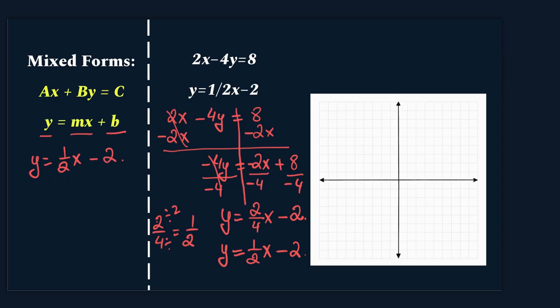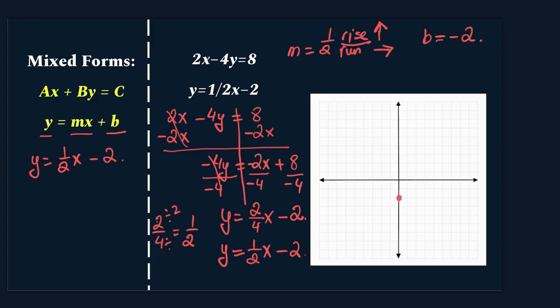Okay, from here we need our slope, which is our m, 1 over 2. And remember, we rise 1. Since this is a positive slope, that means we're going to go up 1, and then we're going to run. That means we go right. And our y-intercept is negative 2. Let's plot this point. So the y-intercept is negative 2.